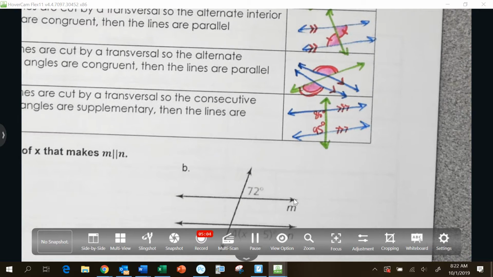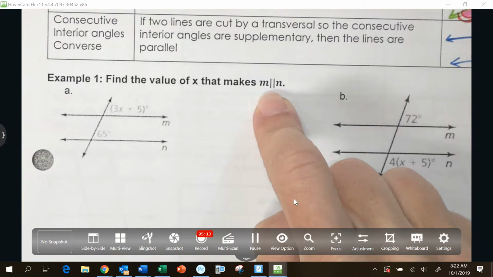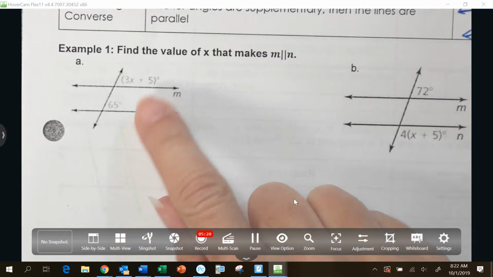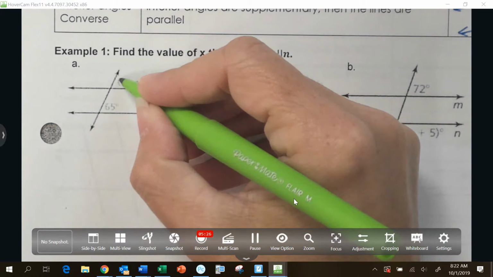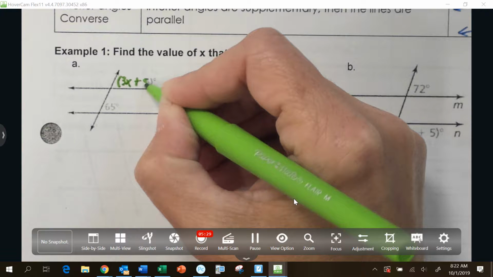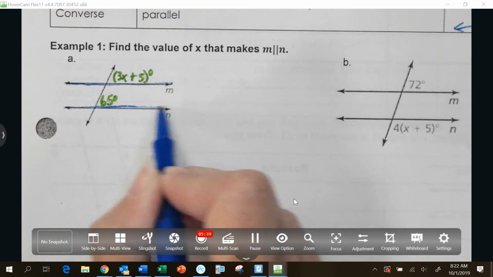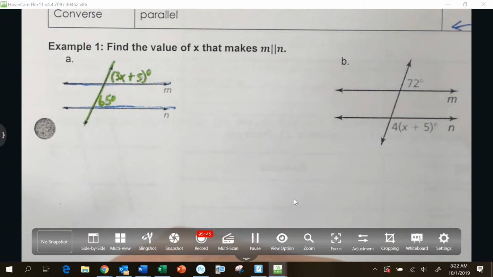All right, find the value of x that makes line M parallel to line N. That's what that says right here. So what kind of angles are these? 3x plus 5 and 65 degrees. Let's see, here's the two lines, here's the transversal. They are both in that top right corner, so they'll be corresponding angles.